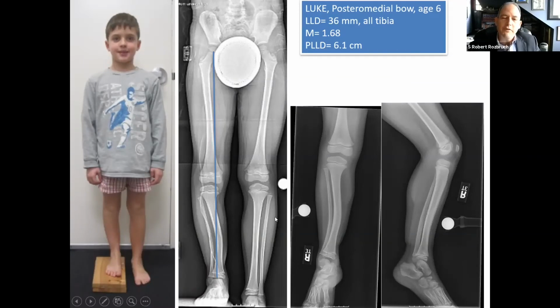So anyway, if you look at this pattern, he's got this compensated deformity of posterior medial bow with a little varus and a little valgus, but the overall alignment is not bad. He's in a little bit of varus. And so my approach here was to do a tibial lengthening now to correct the LLD, with the understanding that I was going to have to come back and do additional lengthening as he got older.